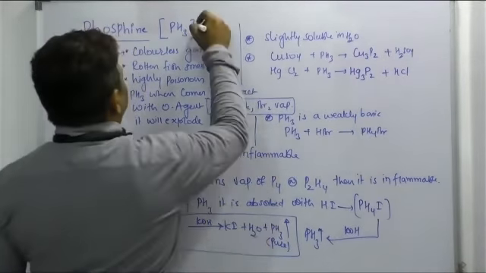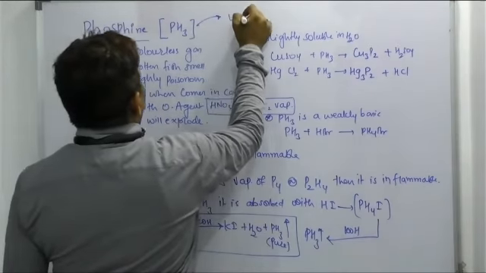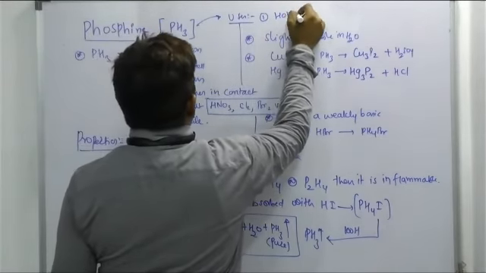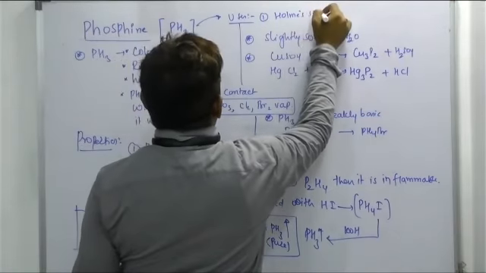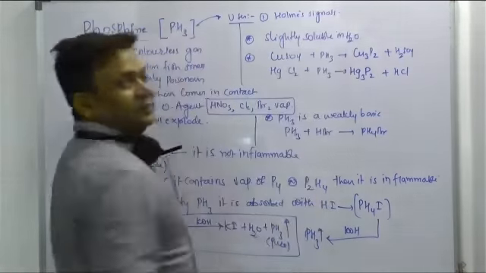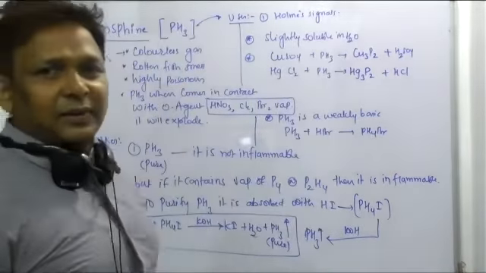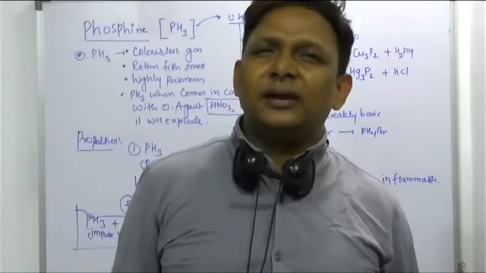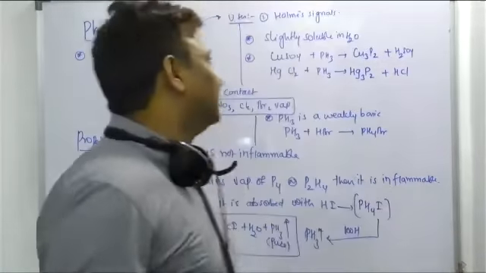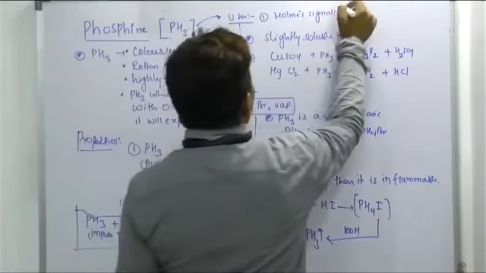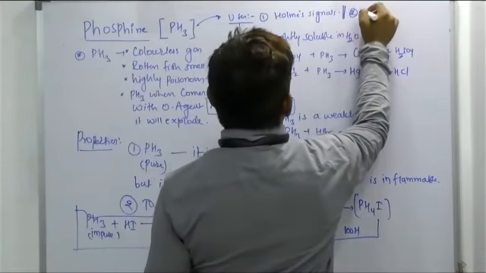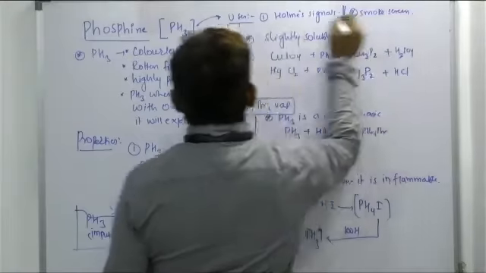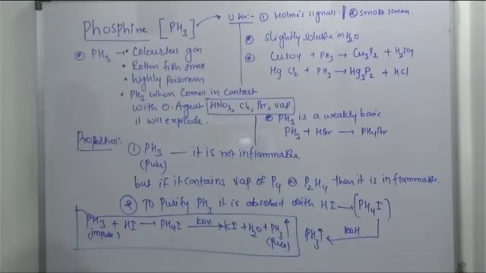Very important, uses of phosphine. It will be used in Holme's signal, Holme's home signal. It is also used as a smoke screen. The second important use is the smoke screen. These are the uses of phosphine.